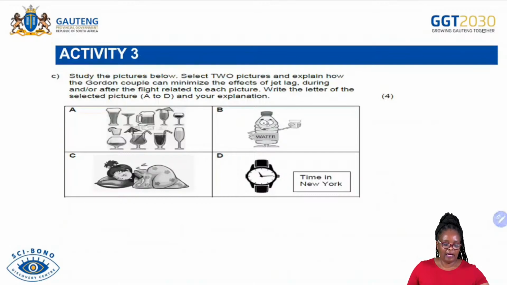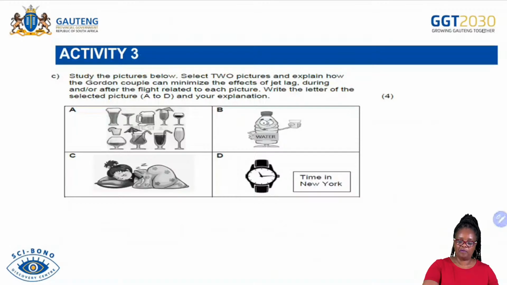Then we have activity 3. Activity 3 is about studying the pictures below. Select 2 pictures and explain how the golden couple can minimize the effect of jet lag during and/or after the flight. Related to each picture, write the letter of the selected picture, A to D, and your explanation.